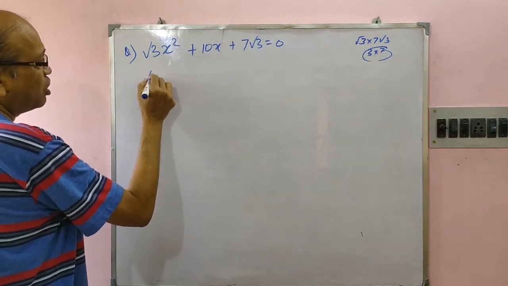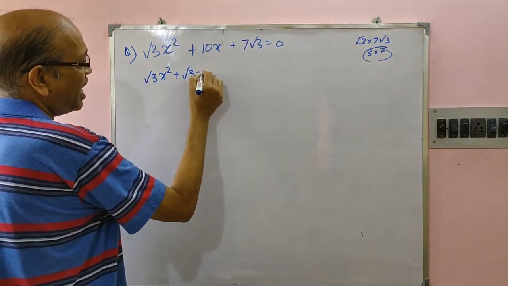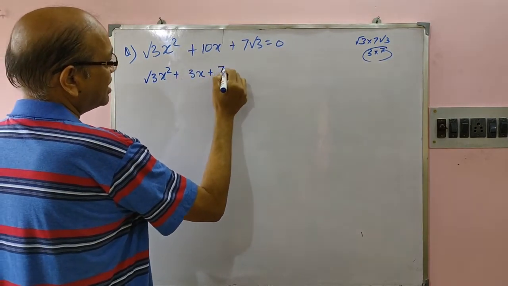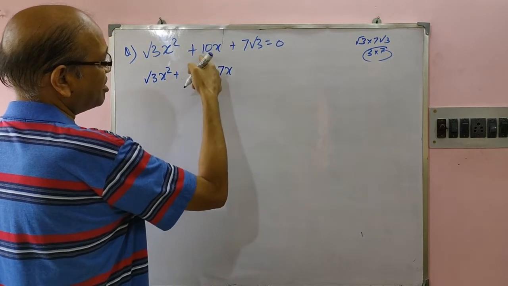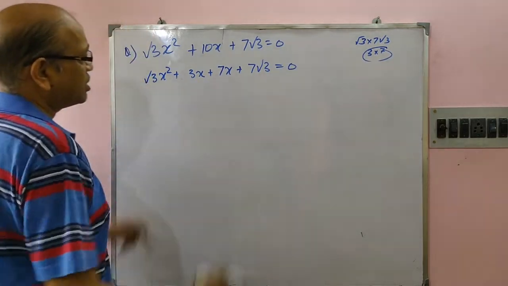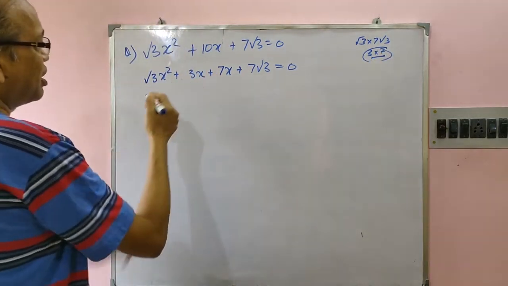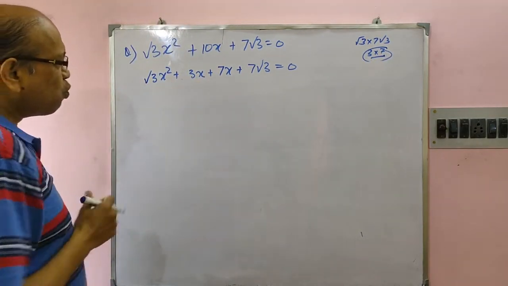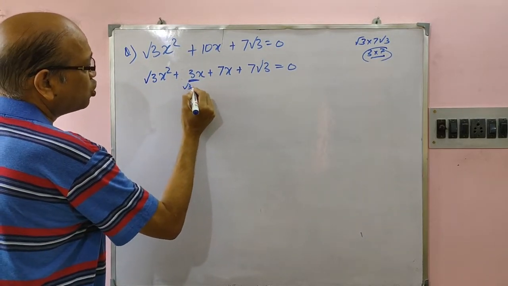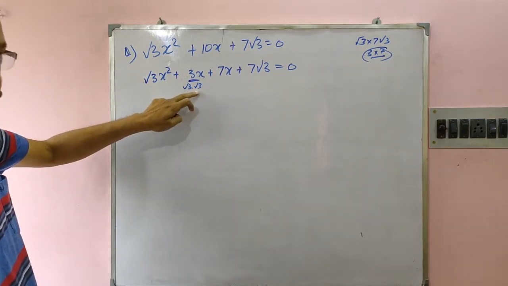So I can write here root 3 x square plus 3x plus 7x, because 3x plus 7x is 10x, plus 7 root 3 equals 0. For 7 root 3 into root 3, the factors are here, so I am taking this factor 3 and 7 here. Now from here, what can be taken as common? Note here, this 3 can be written as root 3 into root 3. Can we write this 3 as root 3 into root 3? Yes, we can write that.